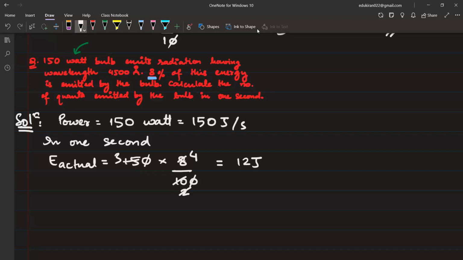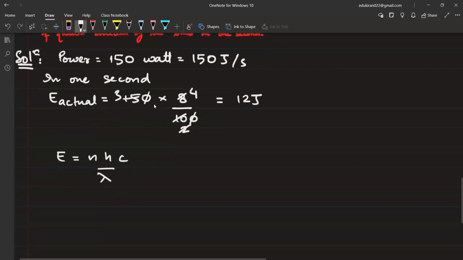Now, once you know the energy, we can easily calculate the number of photons. Obviously, that bulb will not be emitting only one photon, it will be emitting multiple photons. So we are going to use which formula? We are going to use E is equal to nhc upon lambda. We are using lambda because we have been given the wavelength, that is 4500 angstrom. Now we are going to just plug in the values here.